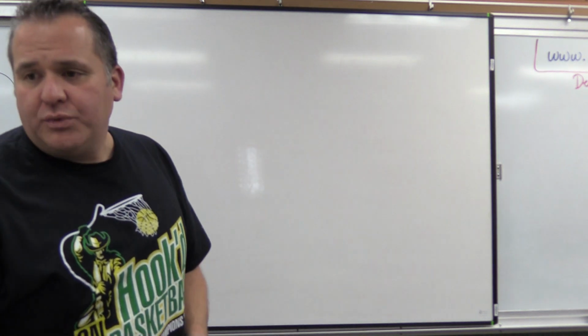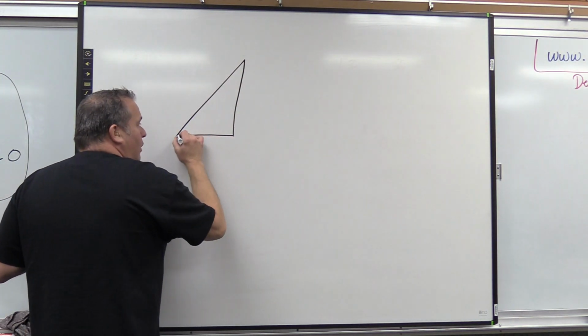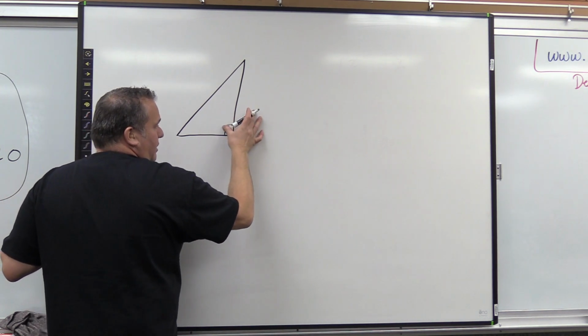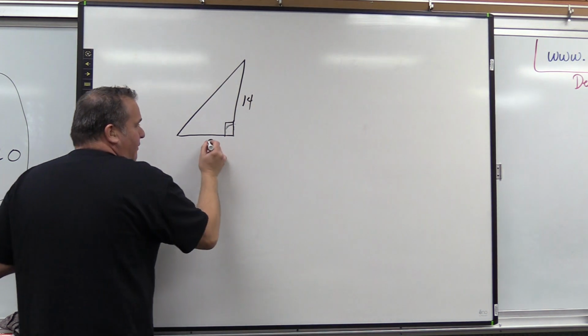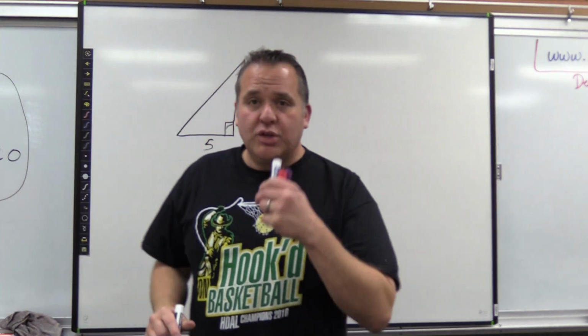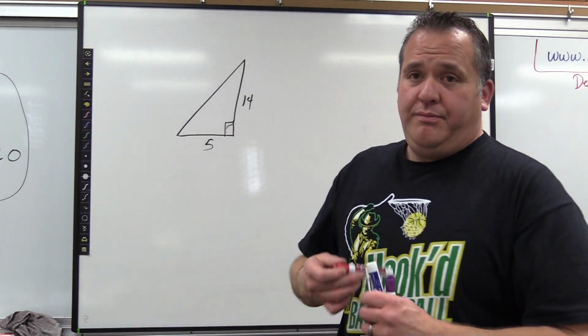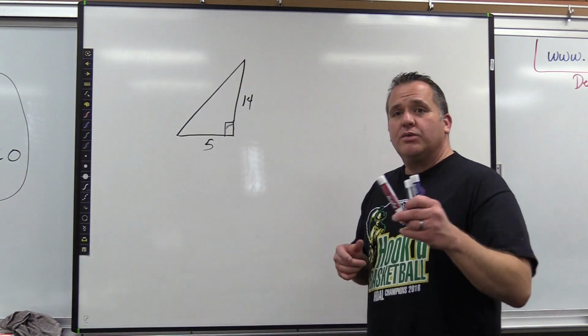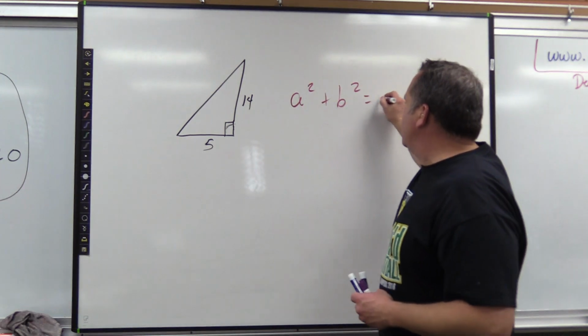Take a look at this one. Number 3. Oh, my goodness, that's an ugly one. There we go. We got 14 here, we got 5 here, right? Now, let's try this one. Once again, we're going to use the Pythagorean theorem: a squared plus b squared equals c squared.